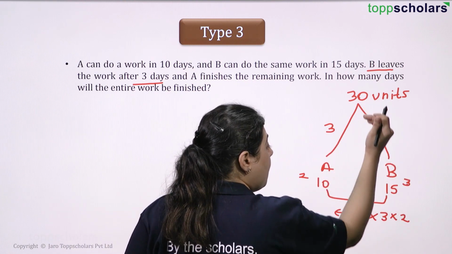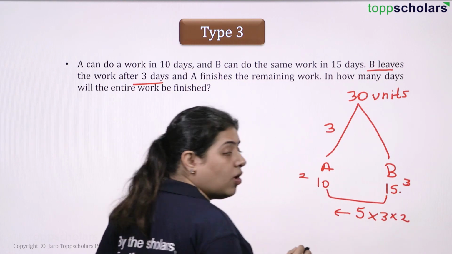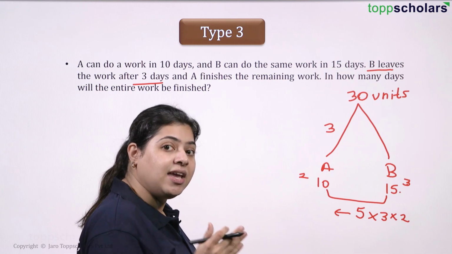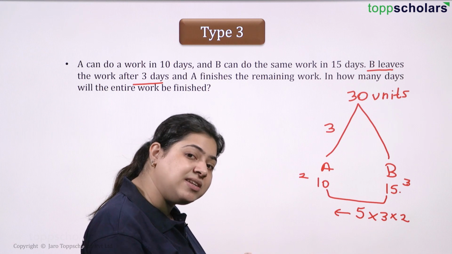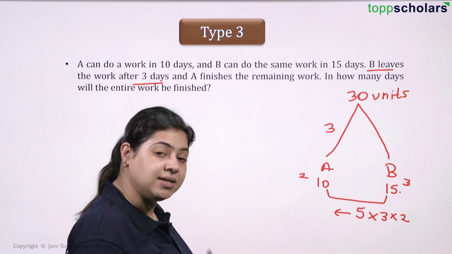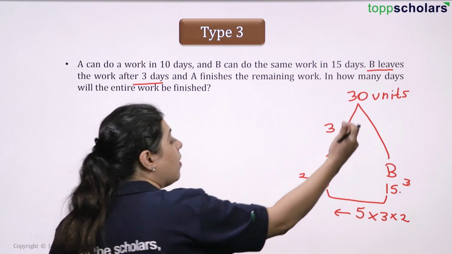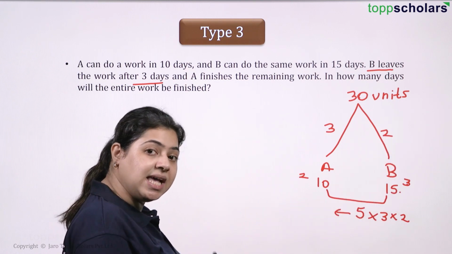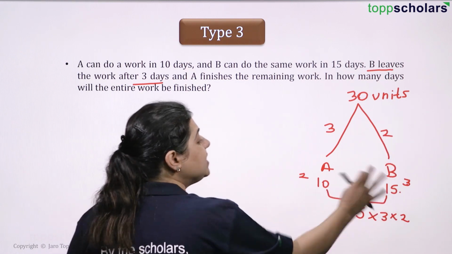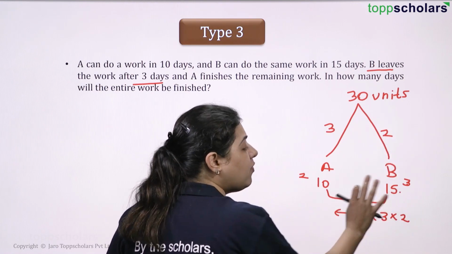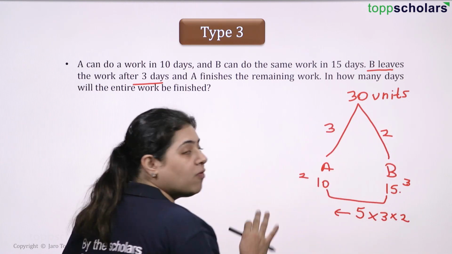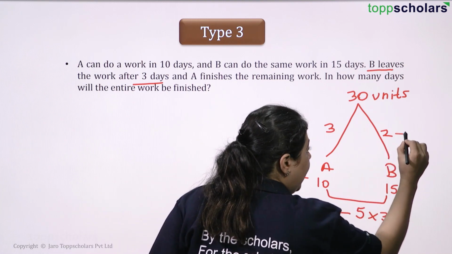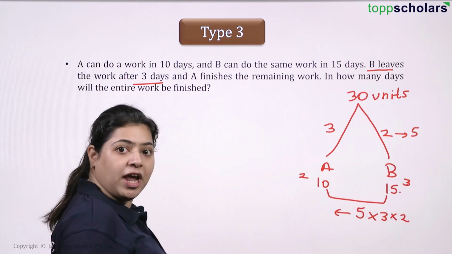Similarly, B can do the work in 15 days. Means what? He is taking more number of days, so definitely his efficiency will be less. So 30 divided by 15, we know it is 2. Efficiency less, number of days more. Efficiency high, number of days less. So this is the logic behind it. 3 and 2, so in one day, they can complete 5 units.